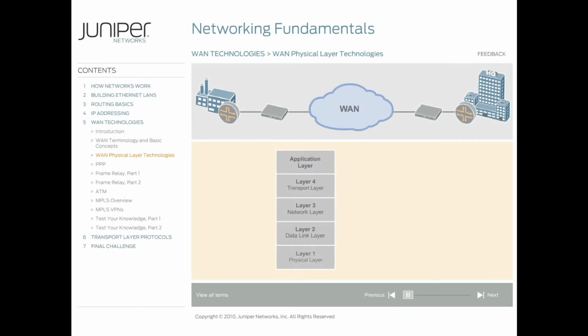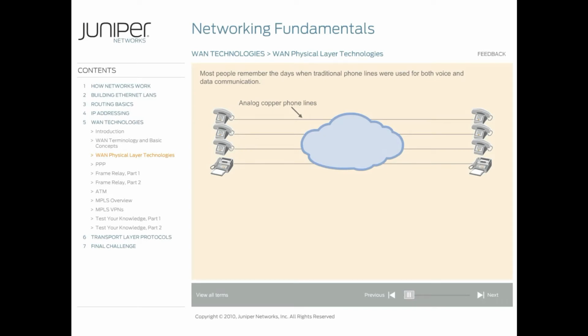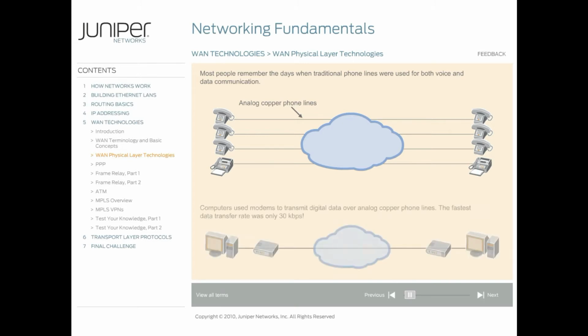Now that you know some of the terminology and concepts of WAN technology, let's take a look at the specific technologies used by WANs at Layer 1, the physical layer. Most people remember the days when traditional phone lines were used for both voice and data communication. Some of you might still use dial-up. In the old days, computers used modems to transmit digital data over these analog copper phone lines, and the fastest data transfer rate was only 30 kilobits per second.